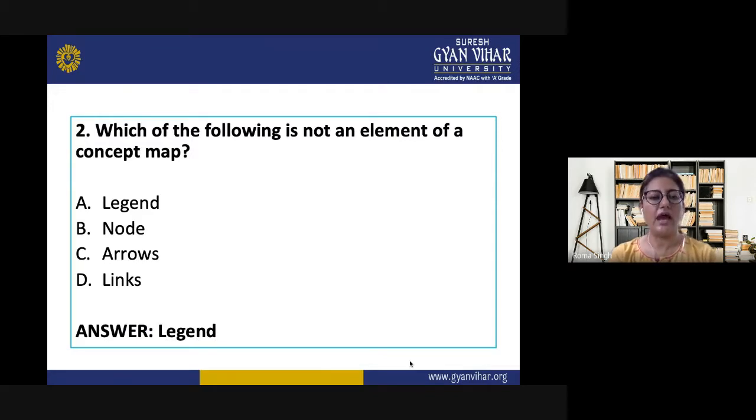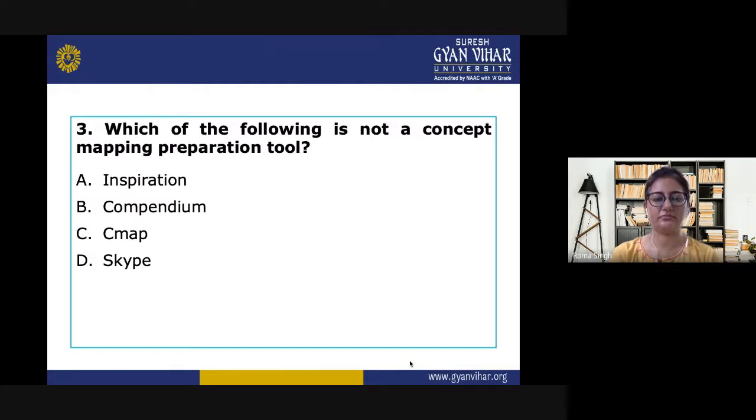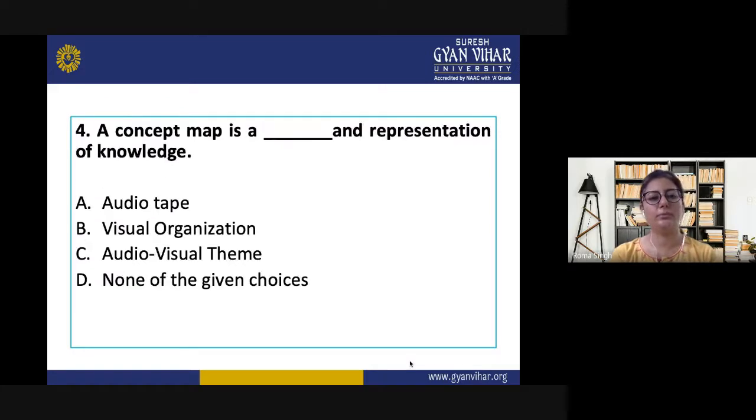The node, the arrows, the links are a very important part of concept mapping. Question number 3 is, which of the following is not a concept mapping preparation tool? I have given various kinds of concept mapping preparation tools, map editors. Among them, the options are Inspiration, Compendium, CMap, or Skype. So obviously the answer is Skype, which is not a concept mapping preparation tool. It is a social media tool.